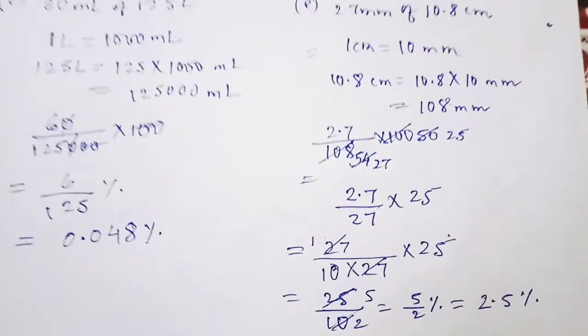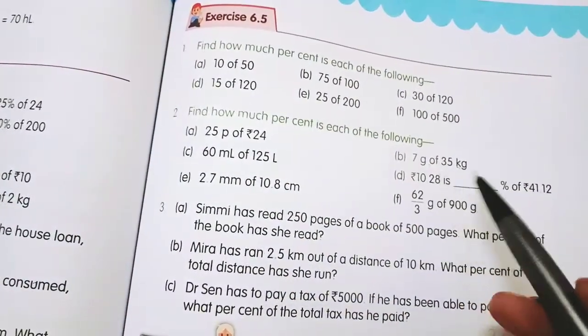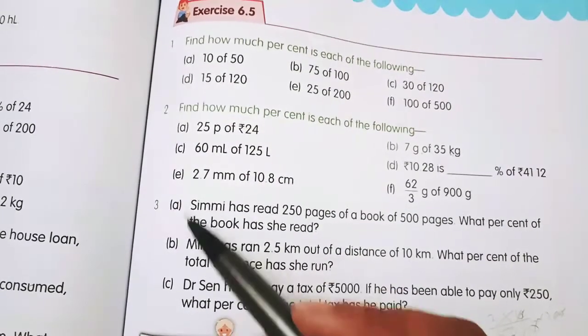Understood? So do the remaining questions as homework, and we'll discuss question number 3 ABC in the next video.